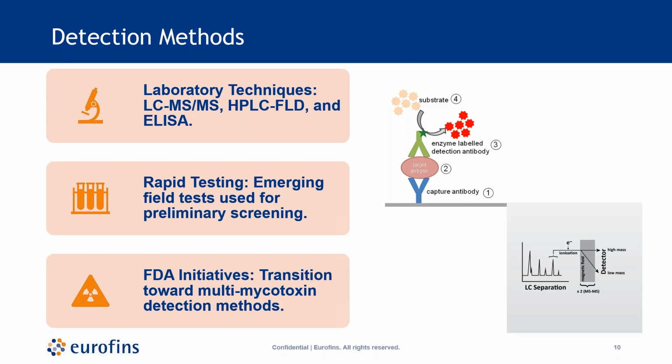Many of you are familiar with that ELISA format from all those COVID tests that we took back in 2020. Additionally, other rapid field tests have been developed, providing preliminary screening results that can guide further analysis. And the FDA's transition to multi-mycotoxin testing strategy exemplifies the progress in laboratory practices, enhancing the overall efficiency and the accuracy and selectivity of modern detection methods.